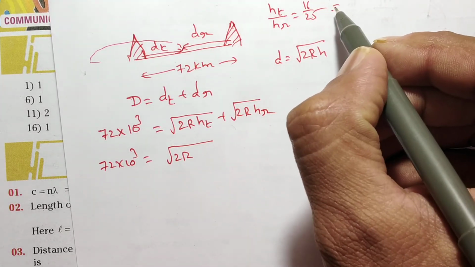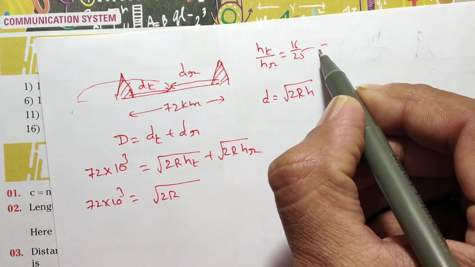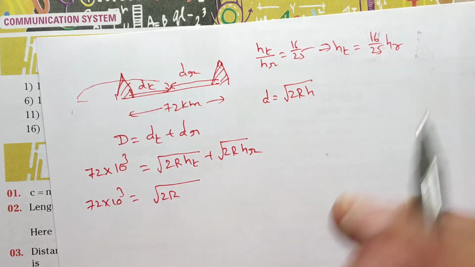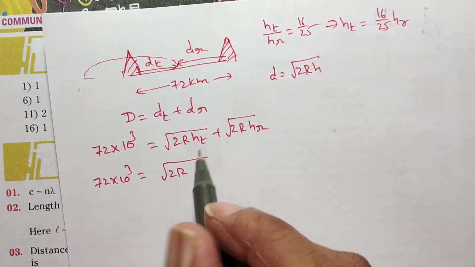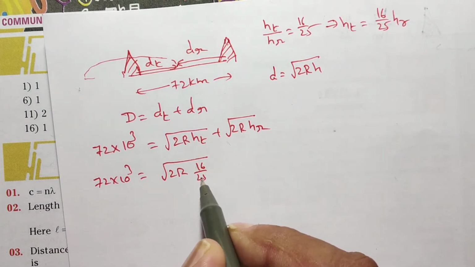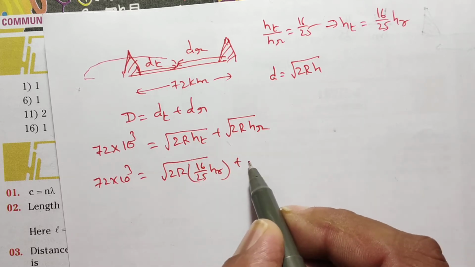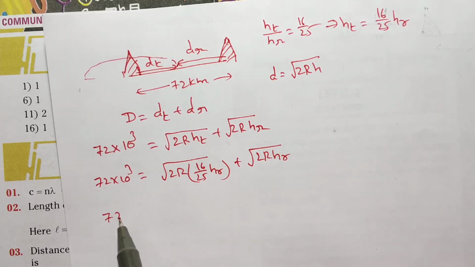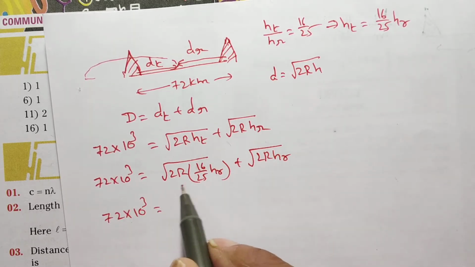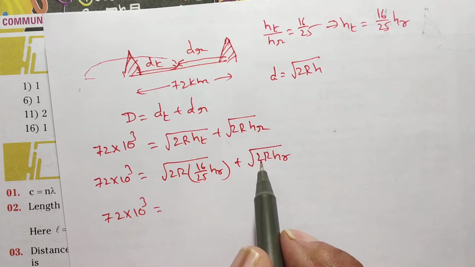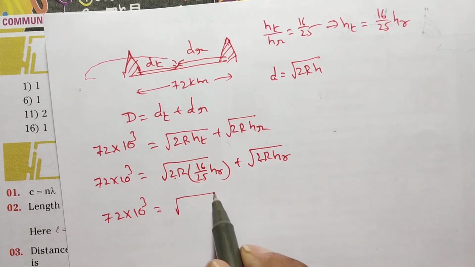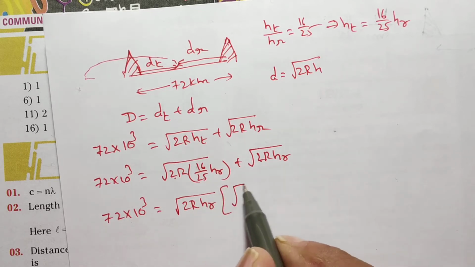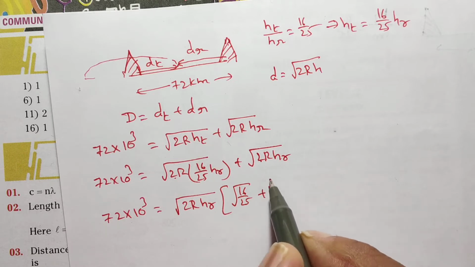From here, 72 into 10 to the power of 3 equals square root of 2 r into... From here what can we write? HT equals 16 by 25 into HR. Now I am rewriting: in the place of ht, 16 by 25 into hr, plus square root of 2 r hr. 72 into 10 to the power of 3 equals, taking common square root of 2 r hr, square root of 16 by 25 plus 1.